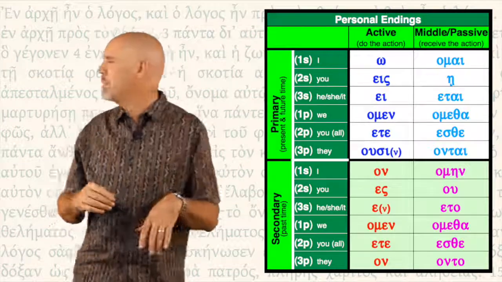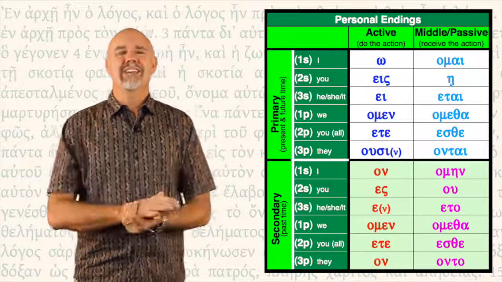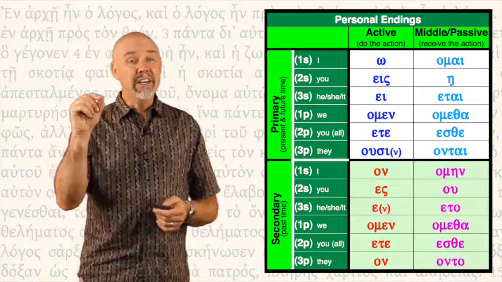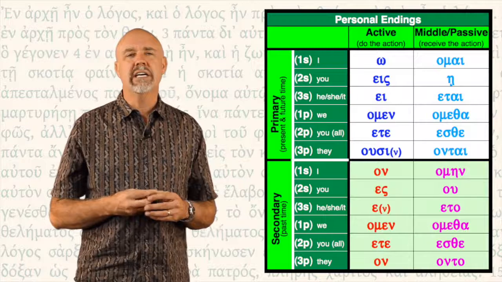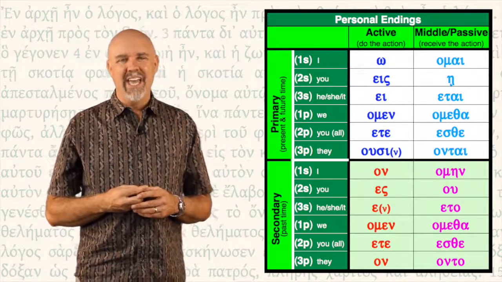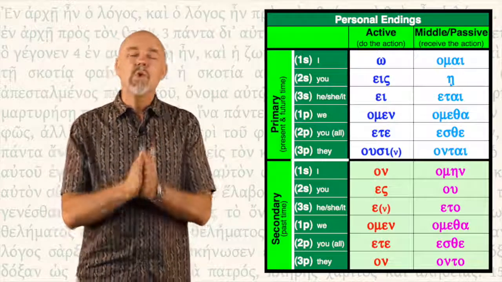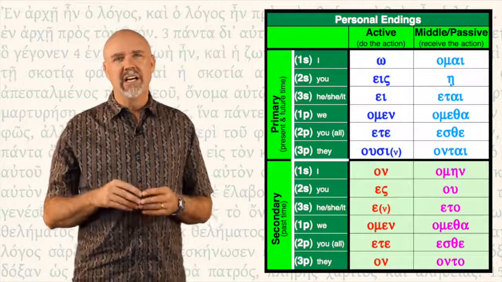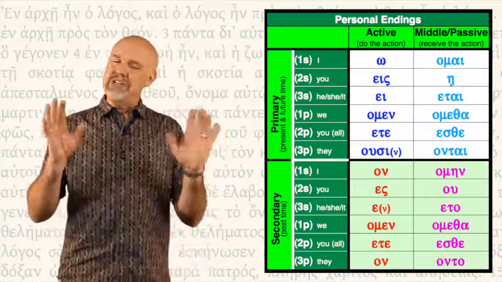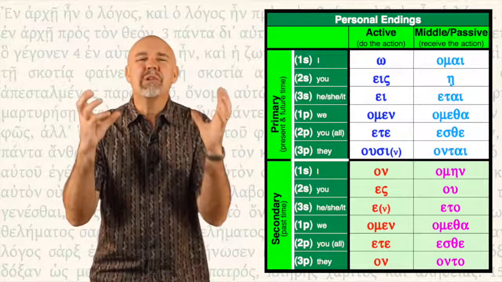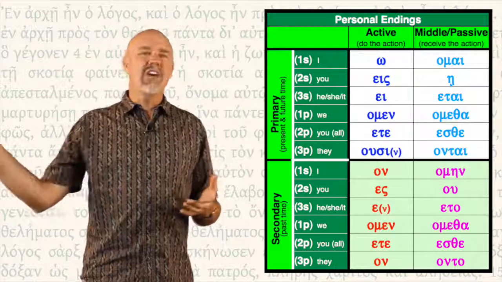Are you saying those out loud? Are people looking? Are they wondering if you've lost your mind? It's okay. Stick with me. Okay. The secondary active endings, repeat after me if you would. On, s, n, amen, ete, on. And then the secondary middle passive endings, omen, u, eto, ometha, esthe, onto. Gibberish? No, not gibberish. Valuable clues, gold, things that you'll want to learn, commit to memory, and begin to see all over the place.